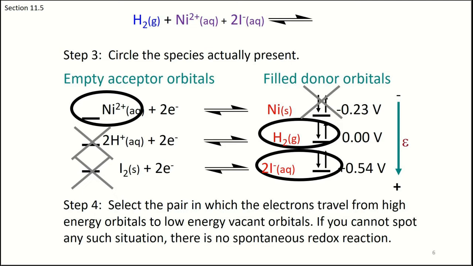In the prompt that we were given, we were starting with aqueous nickel 2 plus ion. We did not have nickel solid. So we can ignore the components that are not actually present.